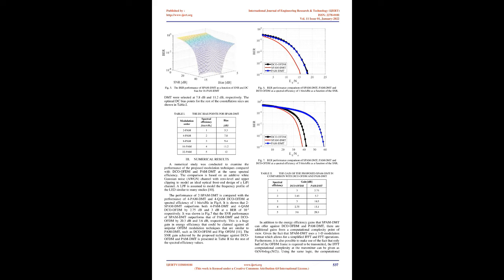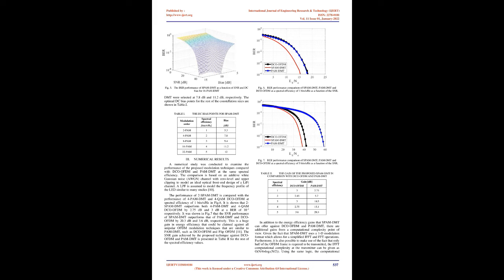The threshold of the BER was chosen so that it allows for forward error correction, FEC, to work. Fig. 4 and Fig. 5 show the results for the DC bias selection for 4 PAM-DMT and 16 PAM-DMT, respectively. An optimal DC bias point for 4 PAM-DMT and 16 PAM-DMT. Fig. 5. The BER performance of PAM-DMT as a function of SNR and DC.